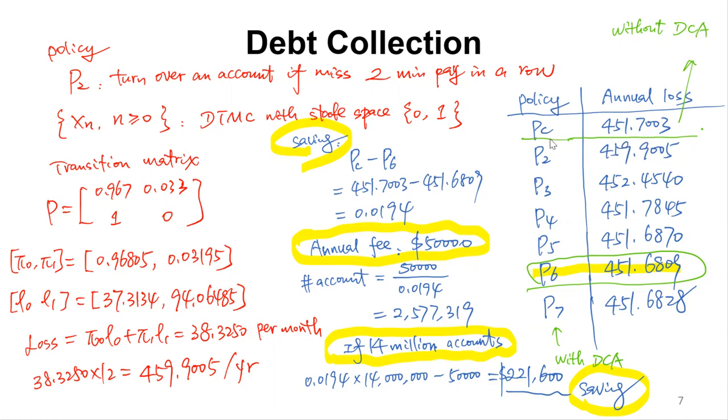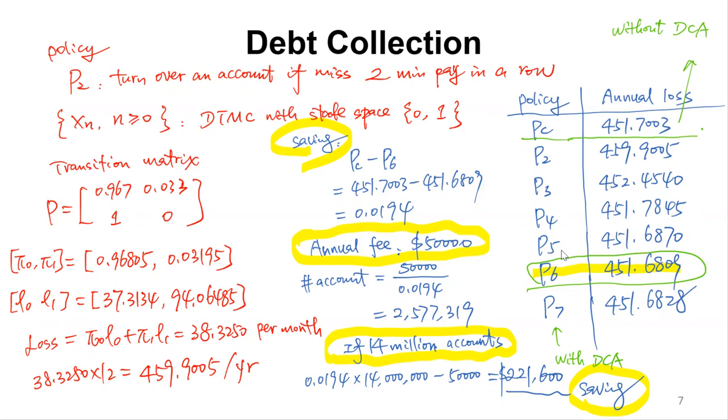Okay, that is the 7th consecutive month. Then we terminate the account, but all the outstanding balance goes away. We don't use DCA. And P2 is much worse. Now we can continue to compute P3. This is 452. P4, that means turnover account with 4 minimum payments in a row. You see, this is getting smaller.